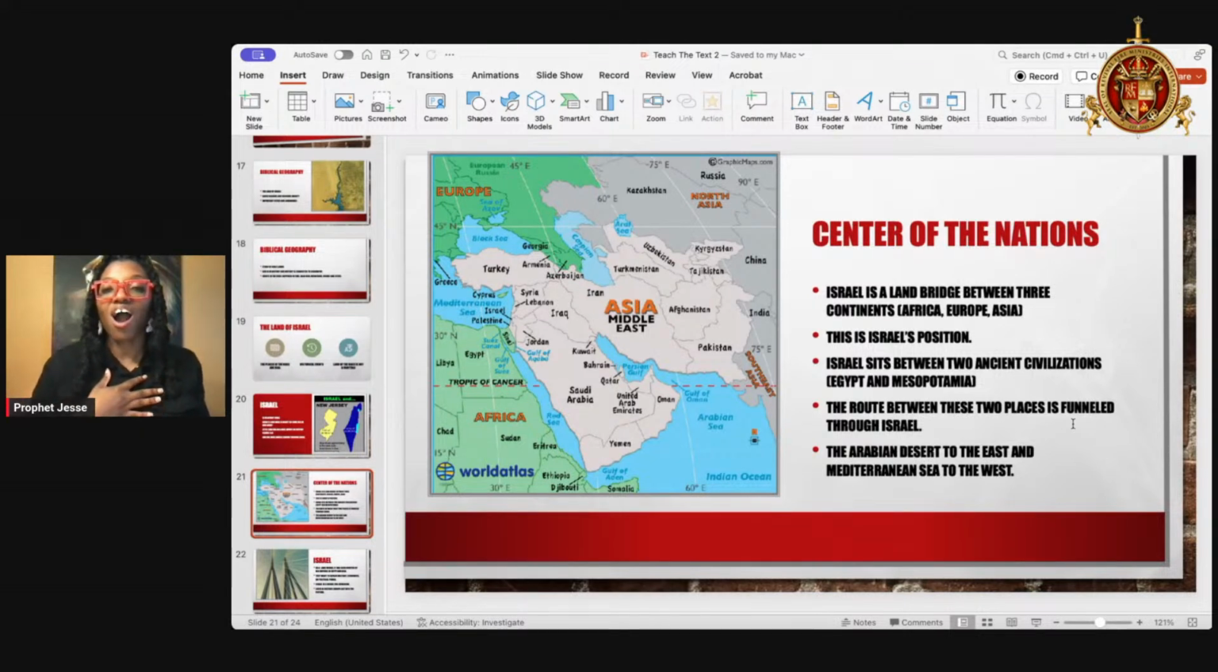All right, so Israel sits in between these two ancient civilizations, and the route between these two places is funneled through Israel. So that means many people have to go through Israel, or Israel has to be a stop, because when you look to the east and to the west of these two civilizations, it is very difficult to travel. You have the Arabian Desert to the east of these civilizations, and then you have the Mediterranean Sea to the west. So they had no choice but to utilize Israel.